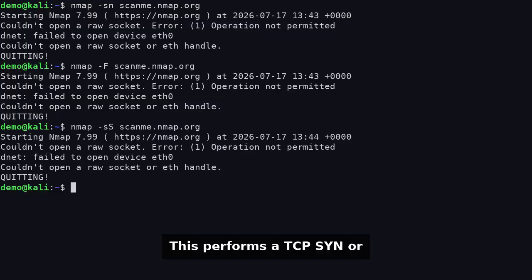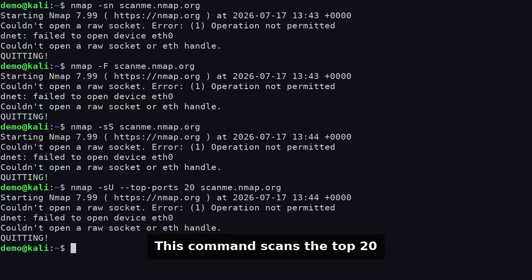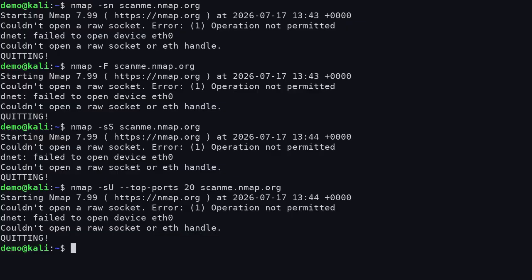This performs a TCP/SYN or stealth scan to identify open, closed, and filtered ports. It's the default and most popular scan type because it is fast and relatively unobtrusive. This command scans the top 20 most common UDP ports. UDP scans are important for discovering services like DNS, SNMP, and DHCP, which don't use TCP.